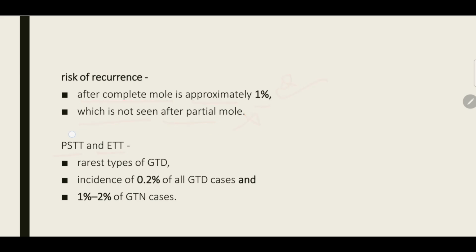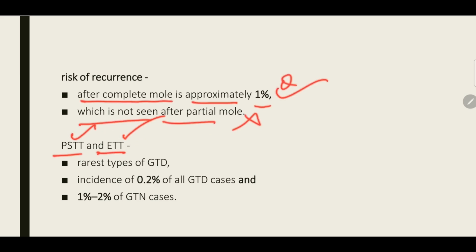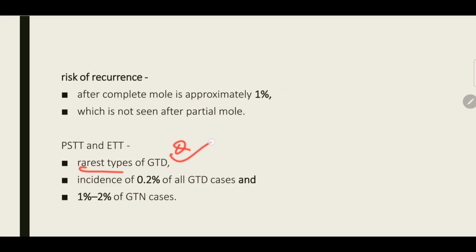PSTT and ETT, placental site trophoblastic tumor and epithelioid trophoblastic tumor, are the rarest types of GTD. Incidence is 0.2% of all GTD cases and 1 to 2% of GTN cases.